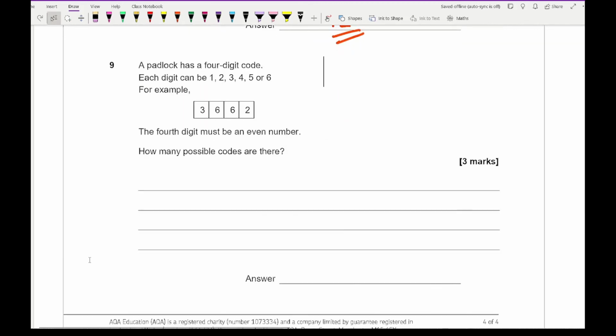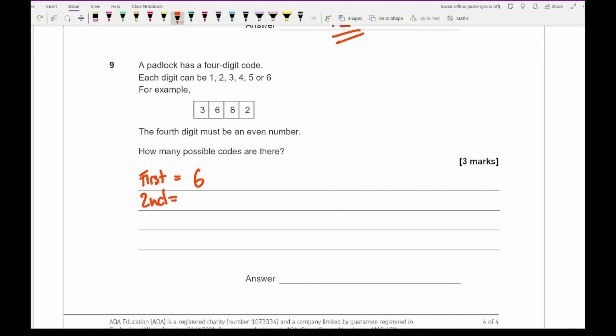Then moving on to question 9, it says the padlock has a 4-digit code. Each digit can be 1, 2, 3, 4, 5 or 6. For example, here's a number. It says the 4th digit must be an even number. How many possible codes are there? Well, in terms of the first number, how many numbers are there to choose from? We can have any of those 6 numbers. So there's 6 possible numbers.